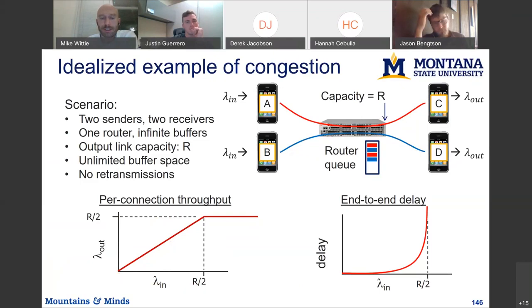As you increase Lambda in up to R over 2, your Lambda out also increases, and then it basically hits this R over 2. So it doesn't matter how much you increase Lambda in, you're still not going to deliver any more data per unit of time. Again, this is based on unlimited buffer space.